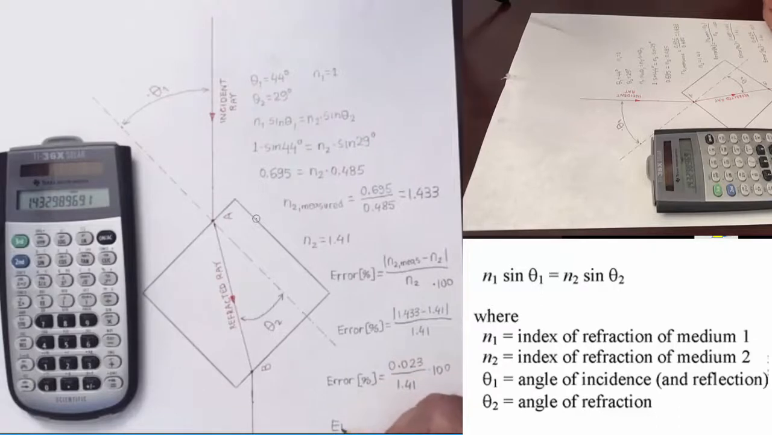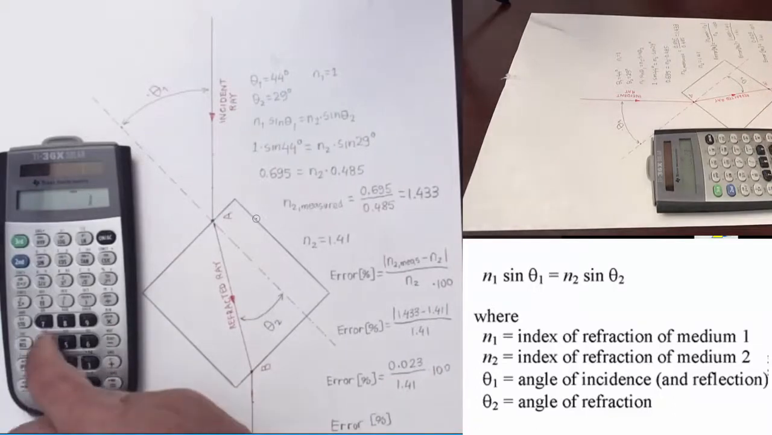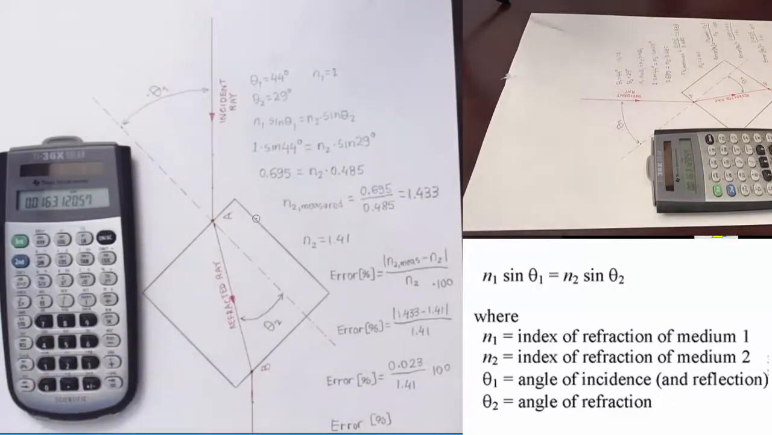So for the percentage error, let's do the math: 0.023 over 1.41 is equal to 0.0163, or 1.63%. So the error of our measurement is about 1.63%, which is pretty good, taking into account pretty raw types of measurements and the rounding that we performed during the trigonometric operations.